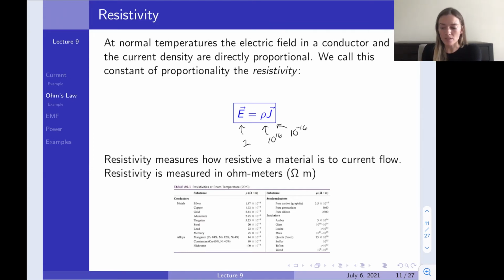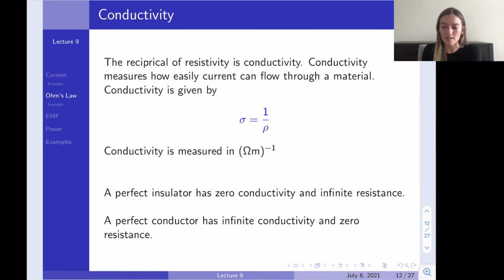So now we can take the reciprocal of this, and that's called conductivity. So conductivity measures how easily a current can flow through a material. Conductivity is also given by sigma. I know that's a little bit confusing that we have a surface charge sigma and now we have conductivity sigma, but we're not going to be using this that much. So it's just 1 over the resistivity.